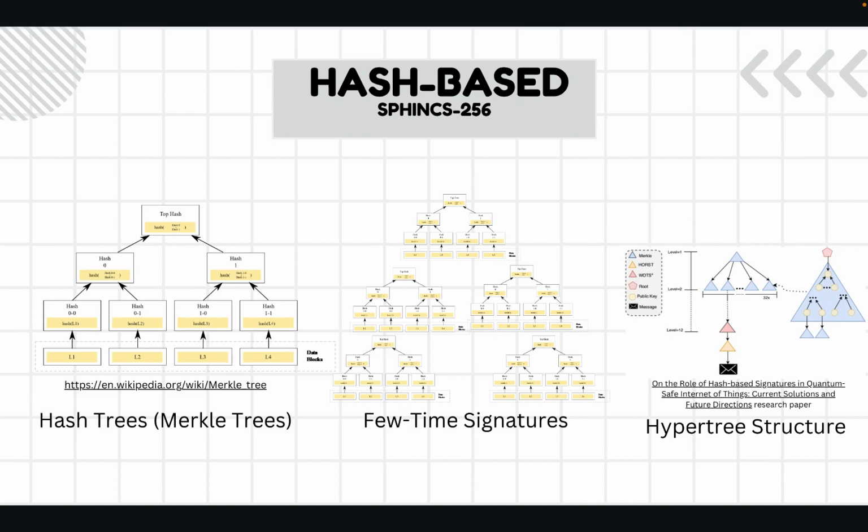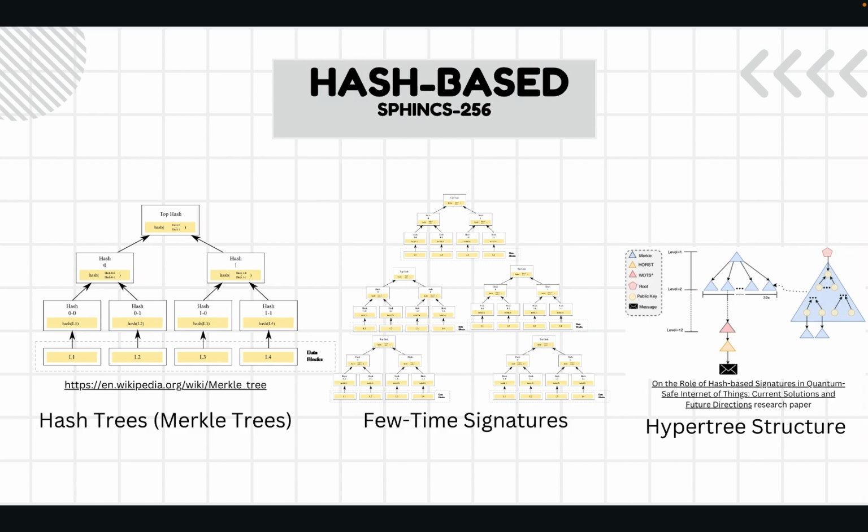For the few-time signature, these are signature schemes that can securely sign a limited number of messages with a single key. In the context of SPHINCS+, this involves using multiple one-time signature, or OTS, keys that are exposed for signing only a few times before they are repeated. And the hypertree structure combines multiple layers of Merkle trees, enhancing security and supporting the generation of a large number of signatures with a single key. Each layer of the hypertree is where a few-time signature is used.